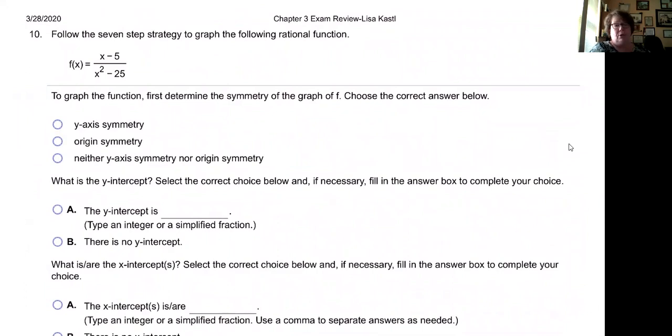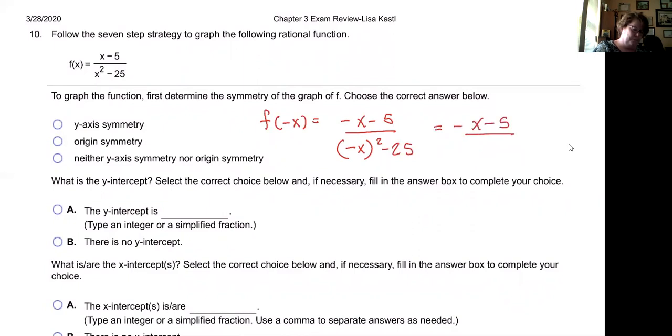Okay, so the first thing you do is to determine if there's any symmetry. And I'm not sure that there is on any of these problems symmetry. But to determine the symmetry, we evaluate the function at -x. All right, that is not the same function I started with. It's also not exactly the opposite of the function I started with, so there is no symmetry.